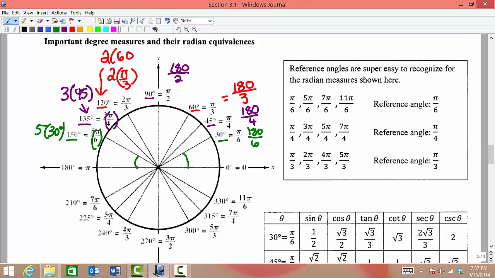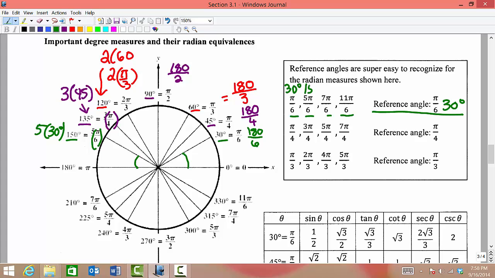If it has a pi over 6 in it, that represents our reference angle of 30 degrees. So pi over 6, 5 pi over 6, 7 pi over 6, and 11 pi over 6. All the pi over 6's basically are called the pi over 6 family, the reference angle family, and that's the same thing as 30 degrees. So pi over 6 we said was 30 degrees.